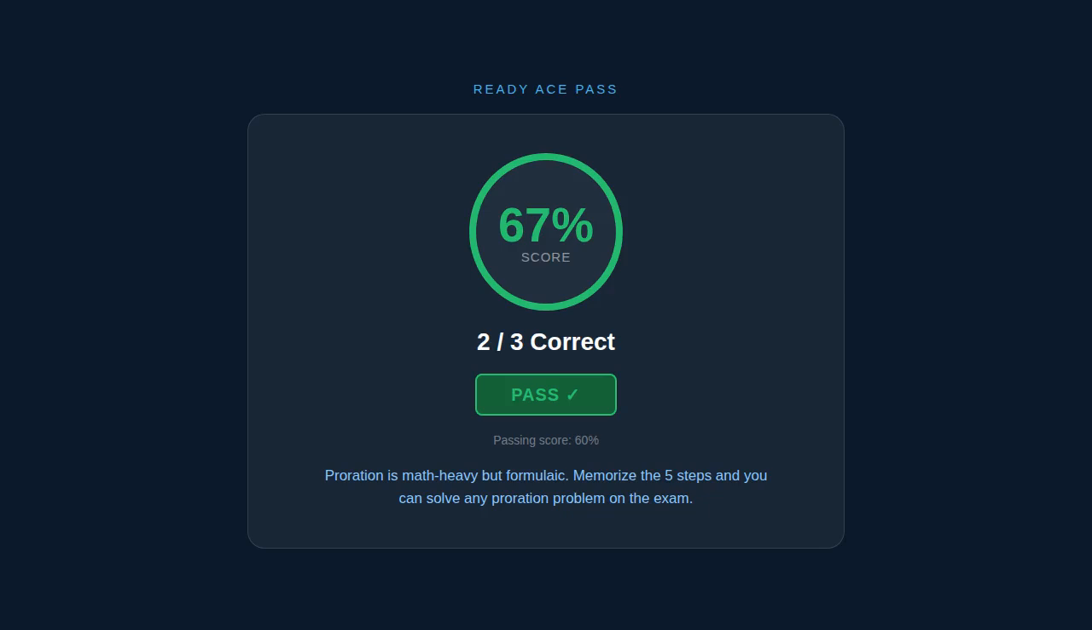You scored 2 out of 3. Proration is math-heavy but formulaic. Memorize the 5 steps and you can solve any proration problem on the exam.